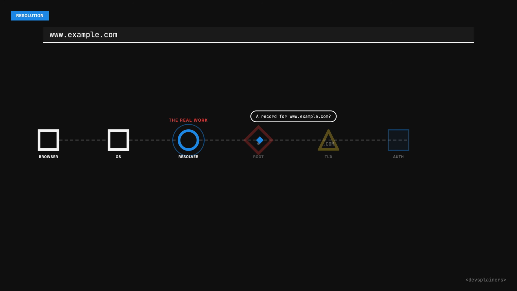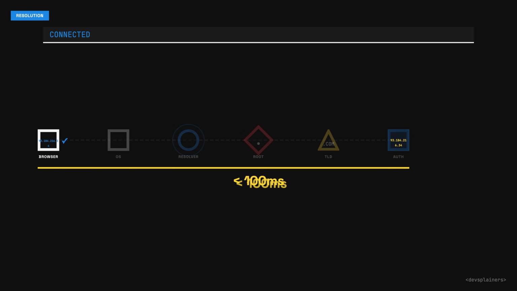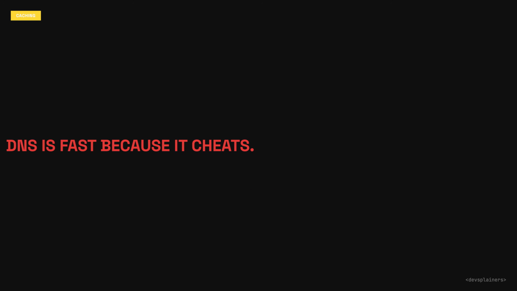Now, the resolver asks the authoritative nameserver, what is the A record for www.example.com? This server is the source of truth. It returns the IP. The resolver caches the result, passes it back to your OS, which caches it again, and finally hands it to the browser. Only now can the browser actually open a TCP connection. All of that typically happens in under 100 milliseconds, and most of the time it doesn't happen at all, because of caching. DNS is fast because it cheats.